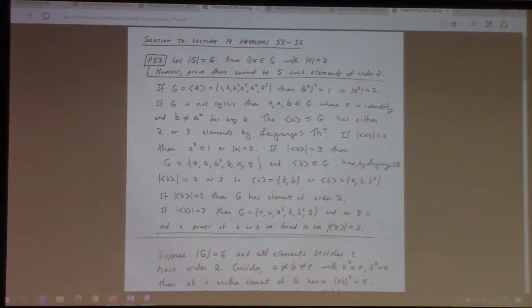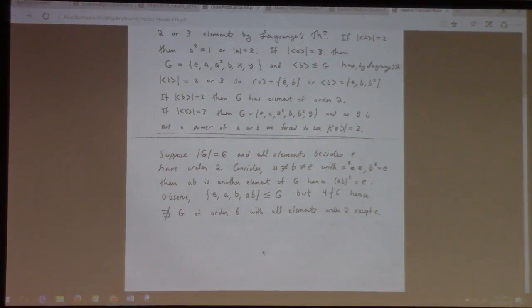Well, I mean, Y can't have order 3, because then you have too many elements. Yeah. Anyway, that's my best argument at the moment. It might have a gap at the end. There might be a better way to do that. Suppose the order of G is 6 and all elements besides E have order 2.